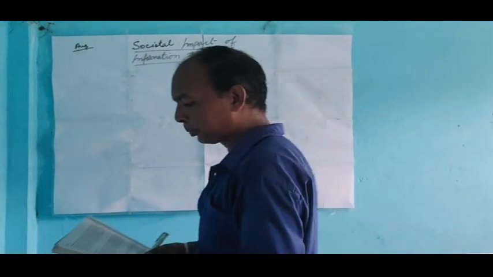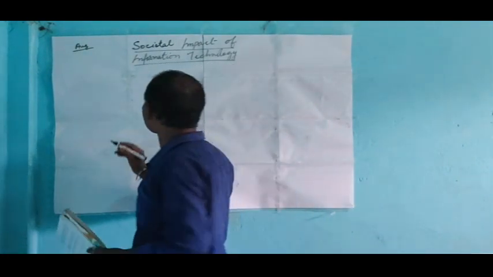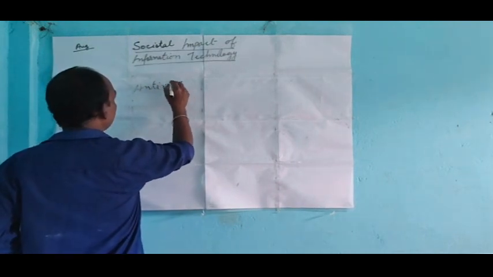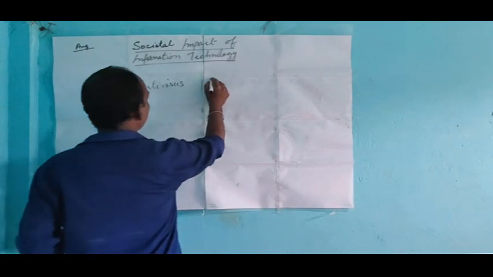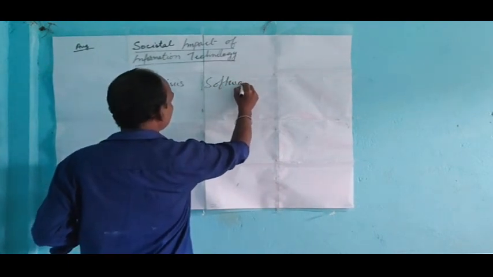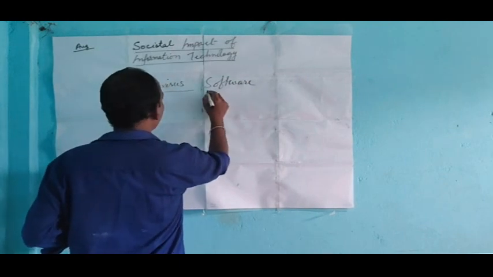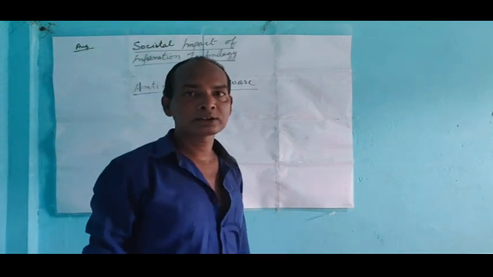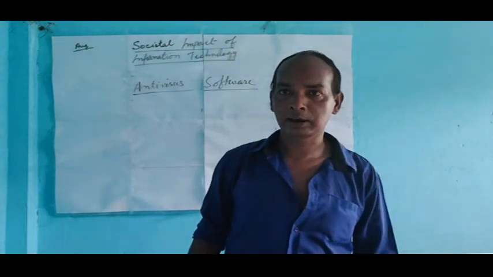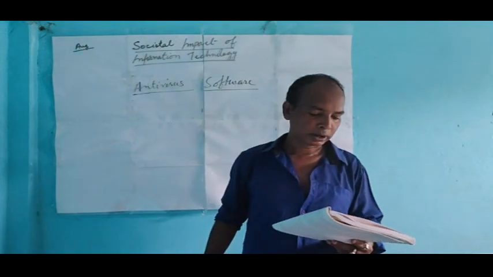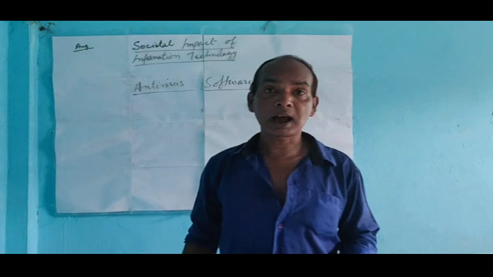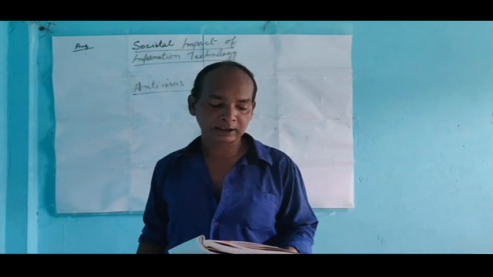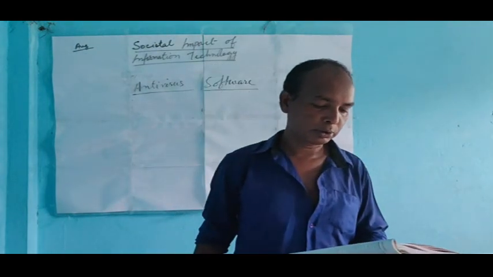Now the next topic is antivirus software. So what is antivirus software? Antivirus software is used to detect worms, viruses, and Trojan horses, delete them, and remove them from your computer system. It is a program designed to detect and remove malicious programs, that is viruses, worms, and Trojan horses.